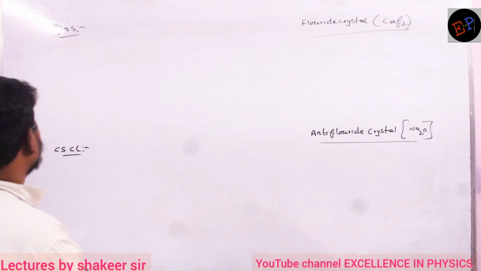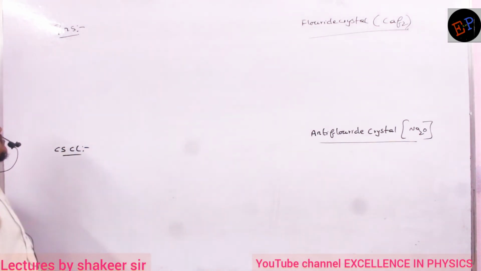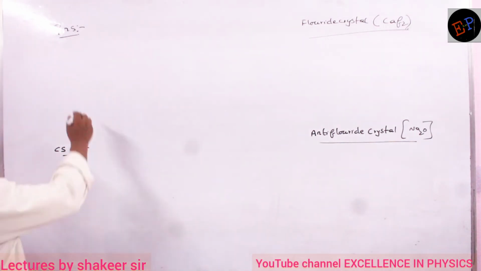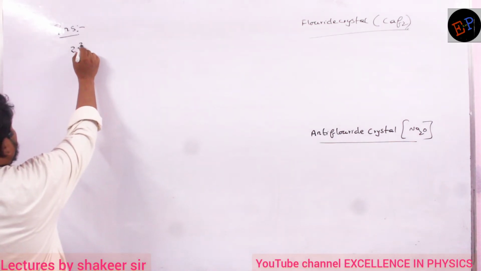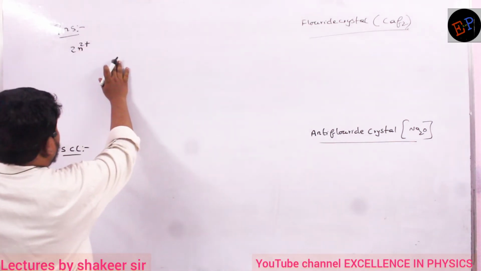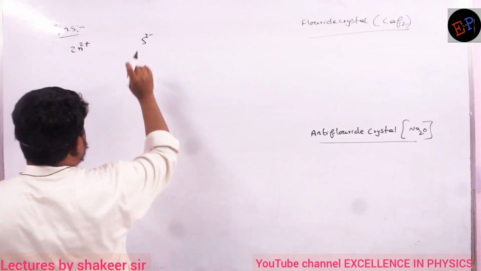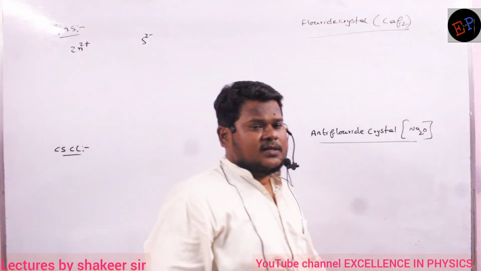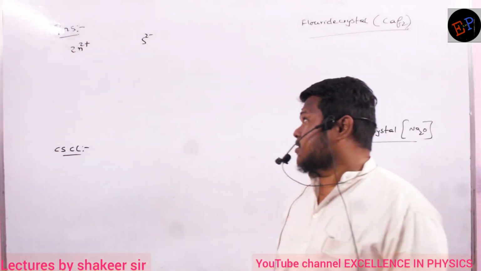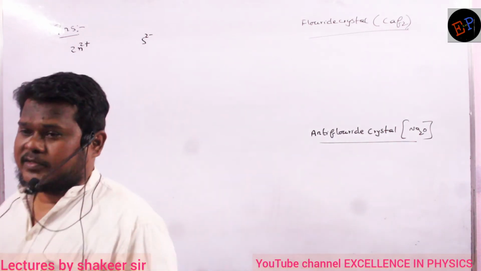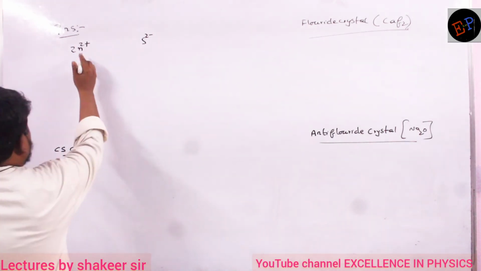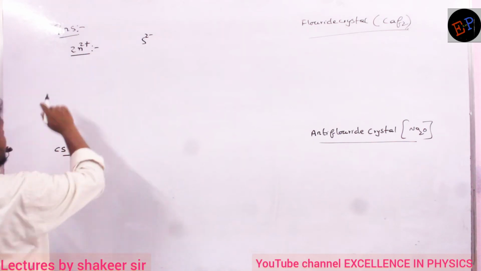So, first one we are studying is the ZnS crystal. So Zn2+ and S2-. These are the ions which are present in the ZnS crystal: zinc 2 plus and sulfur 2 minus. Are you able to understand? So let us see what is the arrangement of Zn2+.